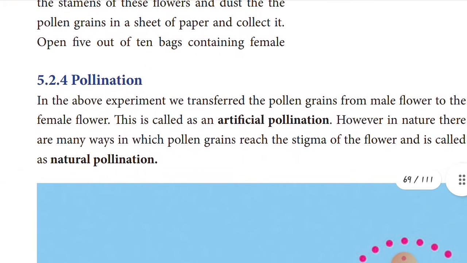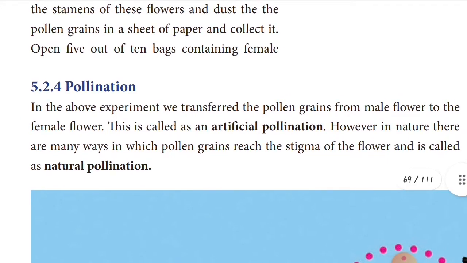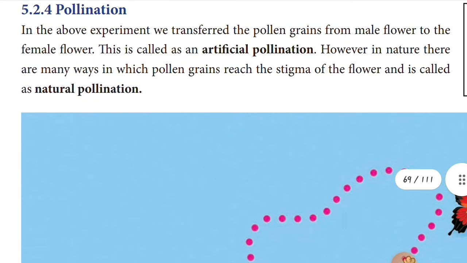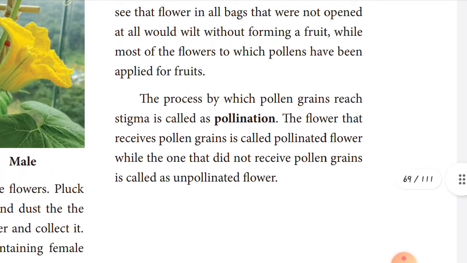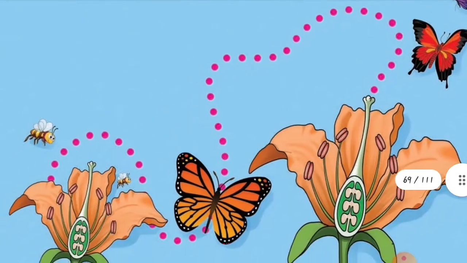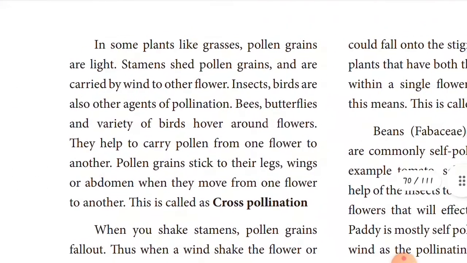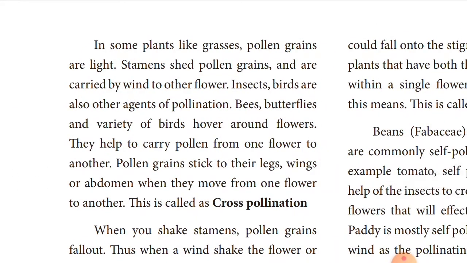Now let's see the two types of pollination. So what are the two types, children? Artificial pollination, and another one is natural pollination. So there are two different pollinations. One is natural. Another one is what? Artificial pollination. This is clear to you, children? Yes.